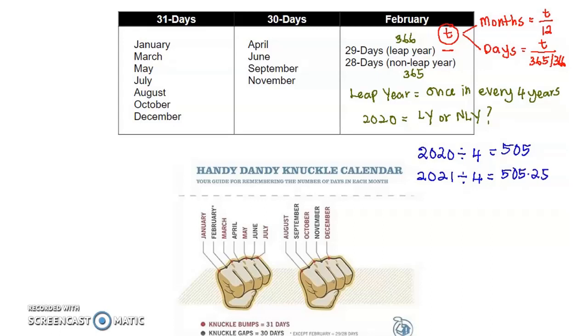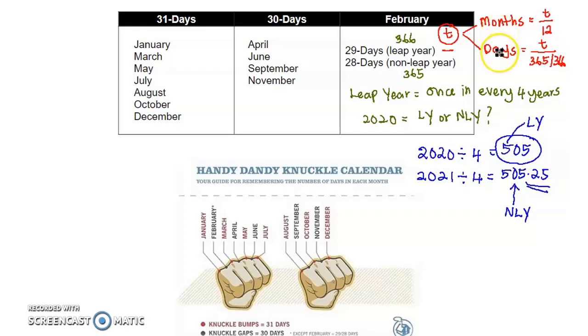How to know whether leap year or non-leap year? If you divide that particular year by 4 and you get a whole number like this, 505, it means this is a leap year. But if you divide the year by 4, for example here 2021, and get 505.25, then you have a remainder, 0.25, not a whole number, so that particular year is a non-leap year. If you have a remainder, it indicates that the year is a non-leap year.